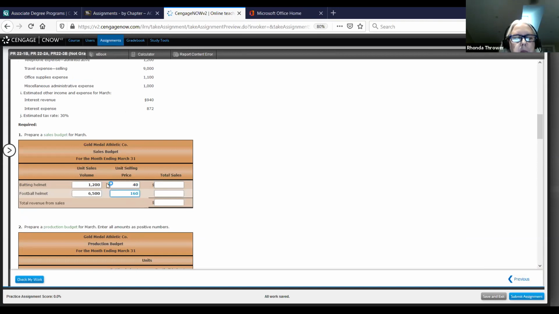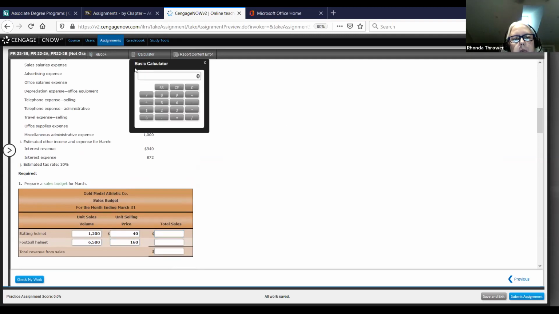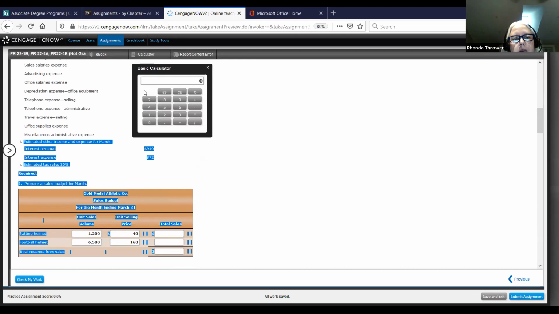All this information was given up above in Part A. And by the way, this information would come from our sales department. We would gather the information from the sales department about the number of sales units that they're expecting to sell and the selling price of those units. We then have to find the total sales by multiplying the unit sales volume times the unit selling price. I'm going to need a calculator to do that, so let me pull my calculator down here where we can see it.